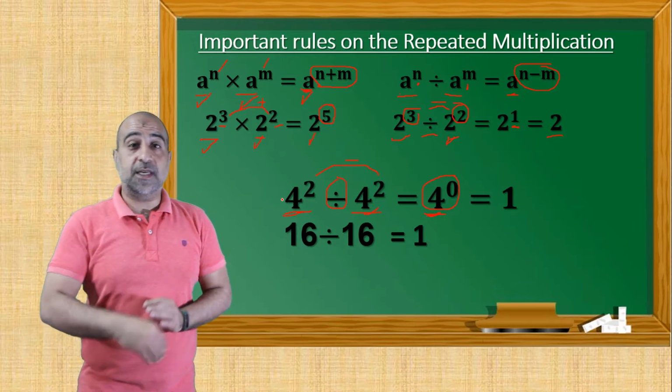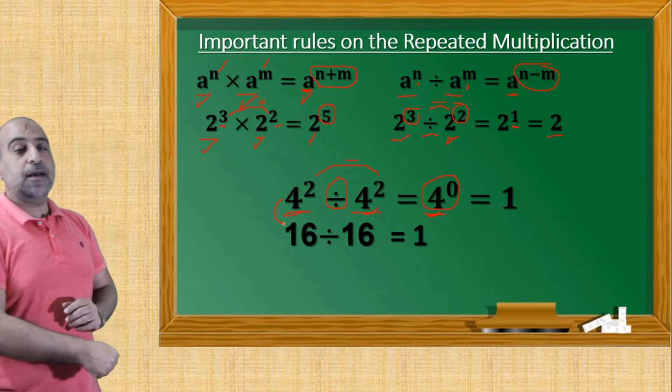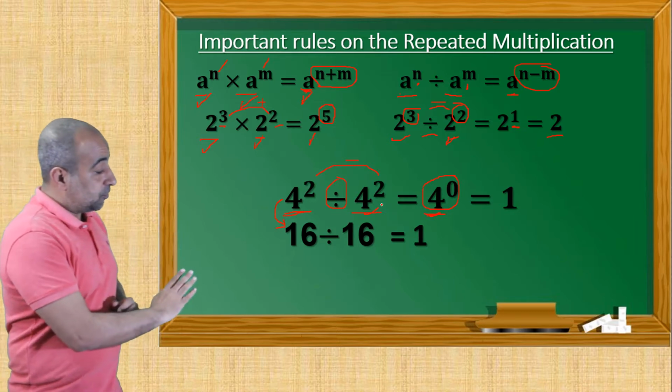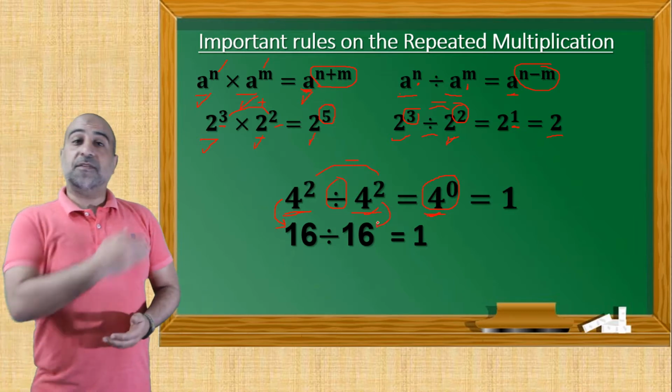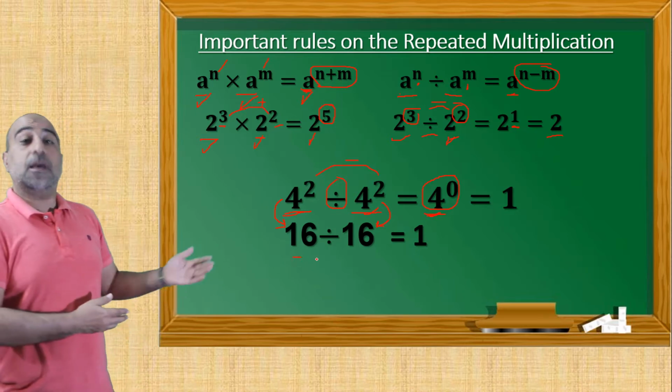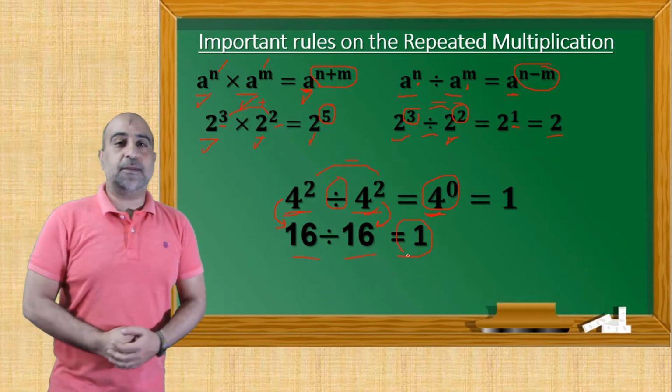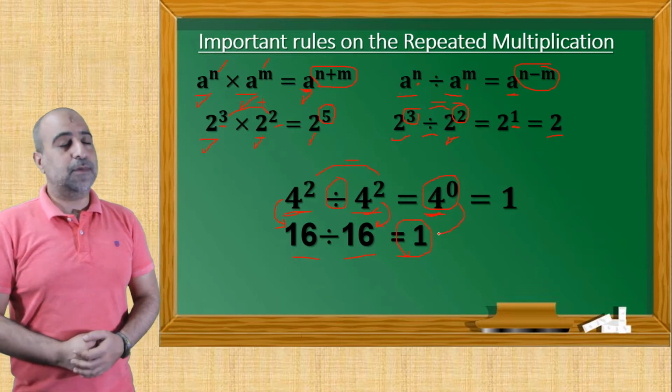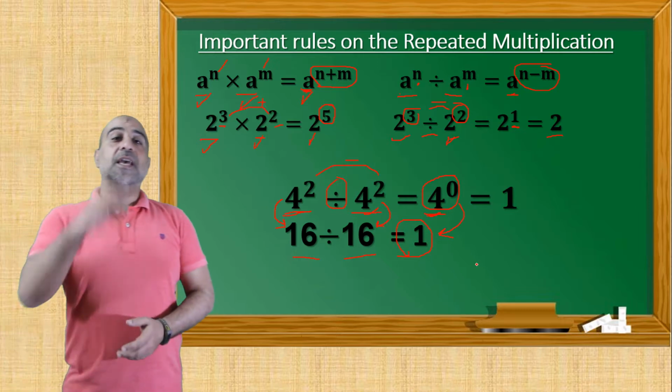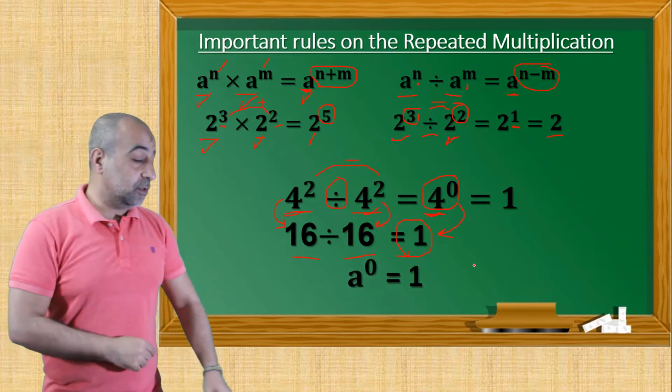How can I prove that? Let's do it again in another form. 4 to the power of 2 is equal to 16, divided by 4 to the power of 2, which is also 16. 16 divided by 16 is equal to 1. And that's why any number to the power of 0 is equal to 1.